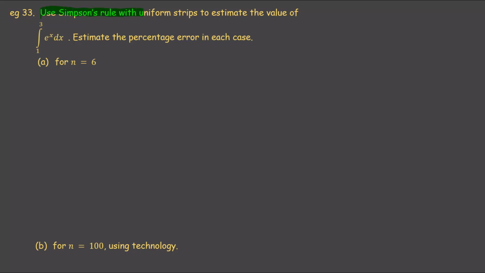Use Simpson's rule with uniform strips to estimate the value of the integral from 1 to 3 of e to the x dx. Estimate the percentage error in each case. So for n equals 6, just as we did with the trapezium, we'll do this a bit more manually.